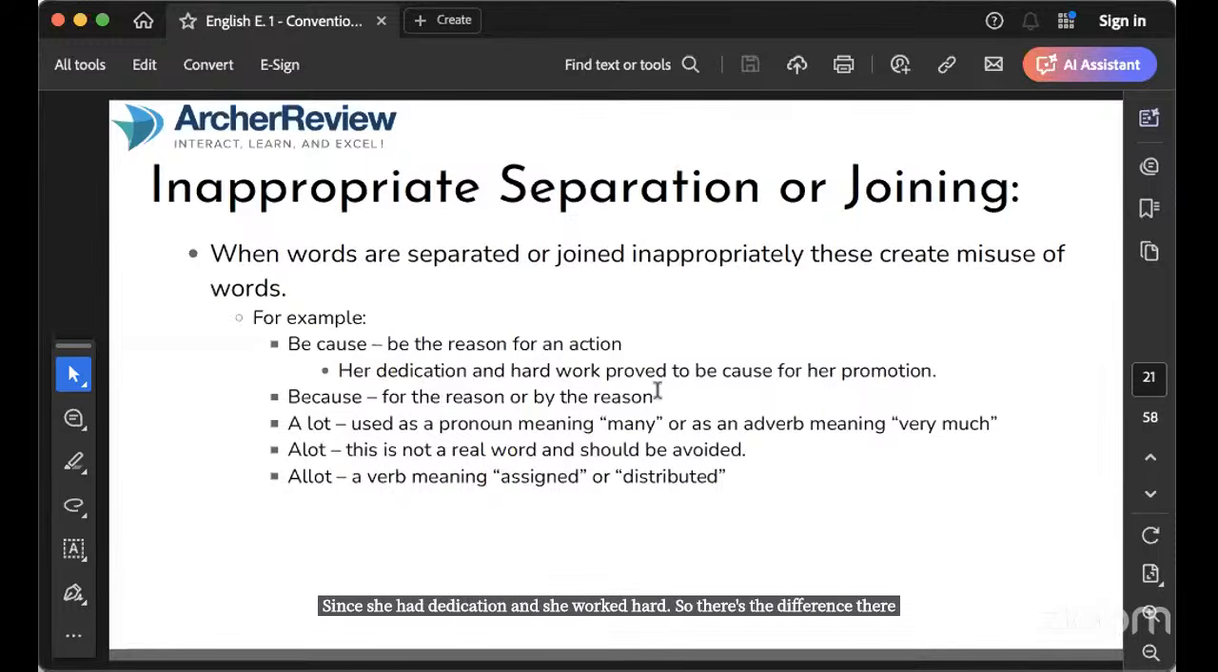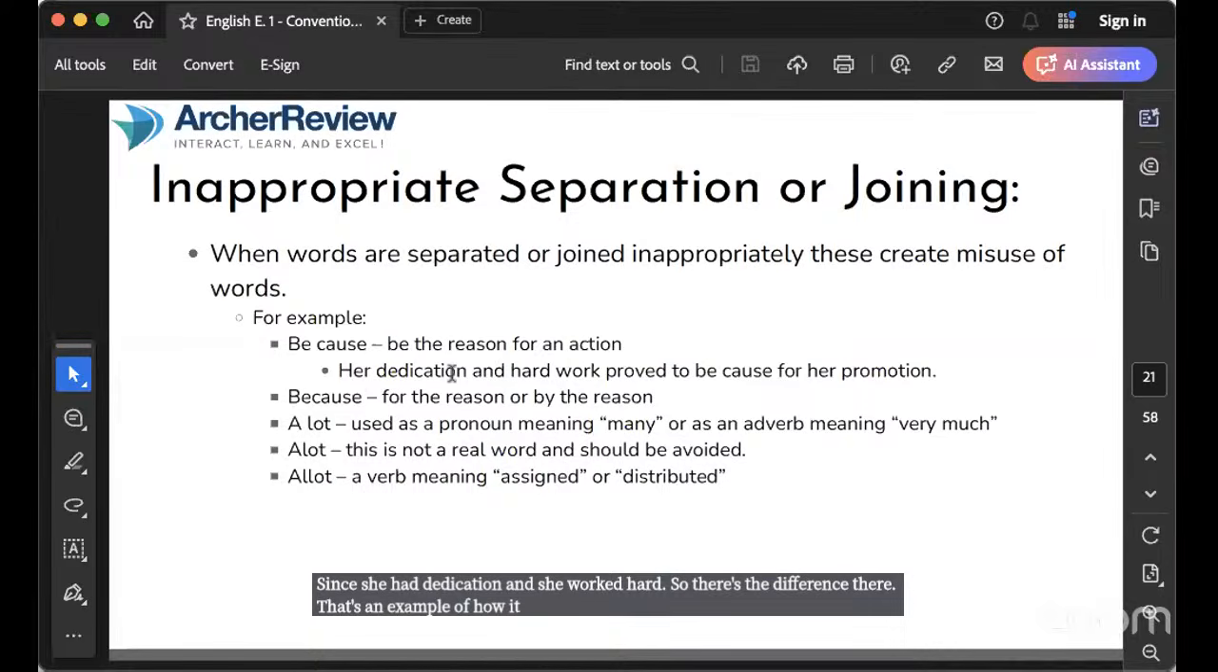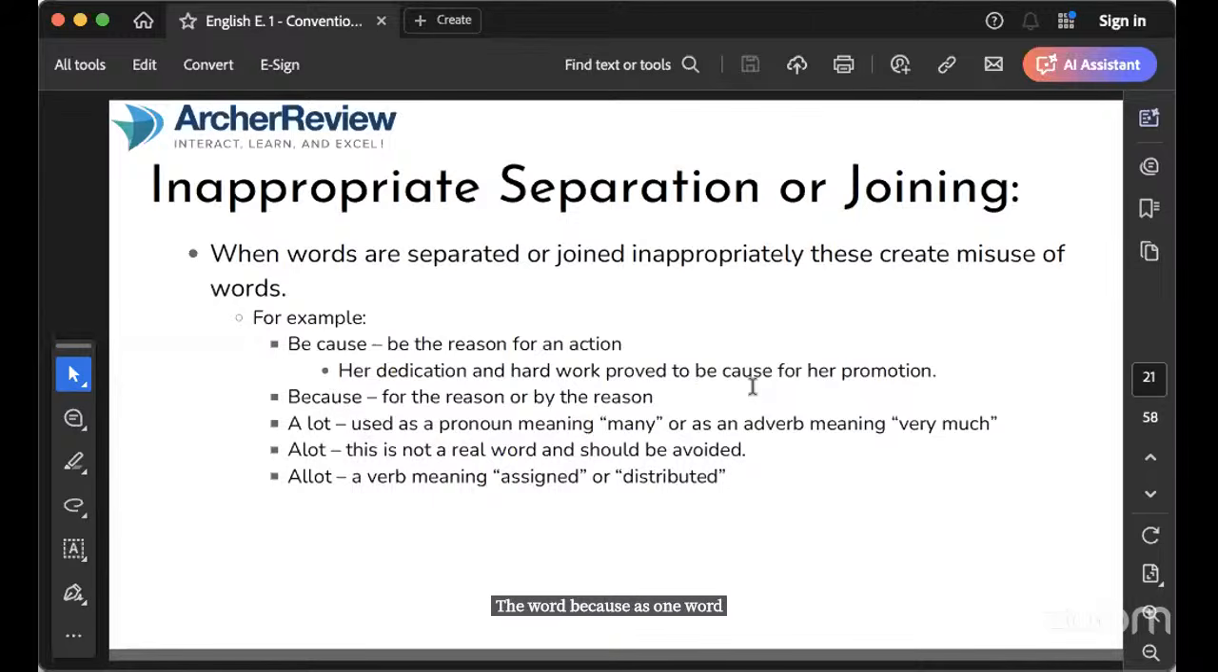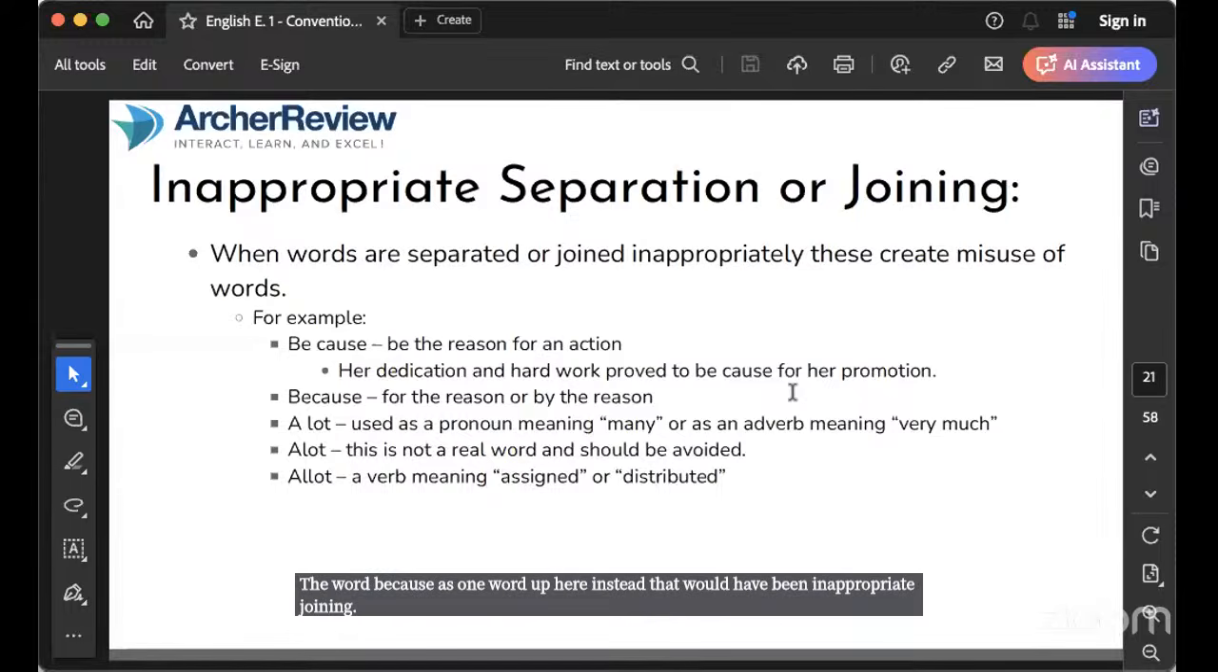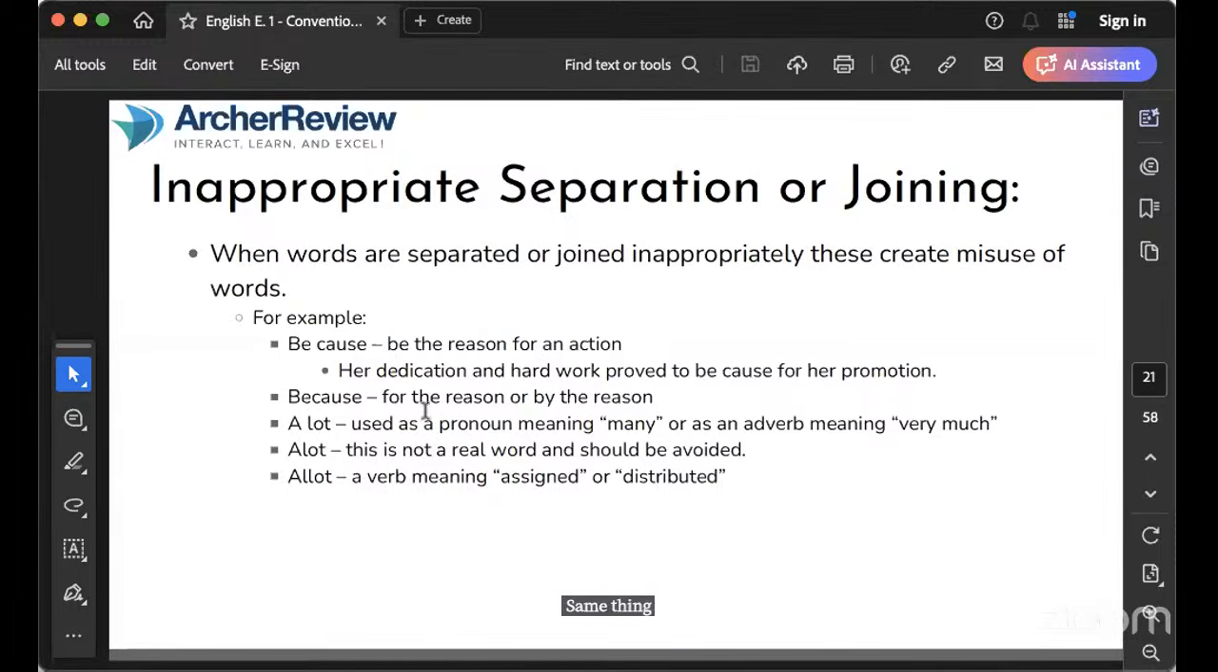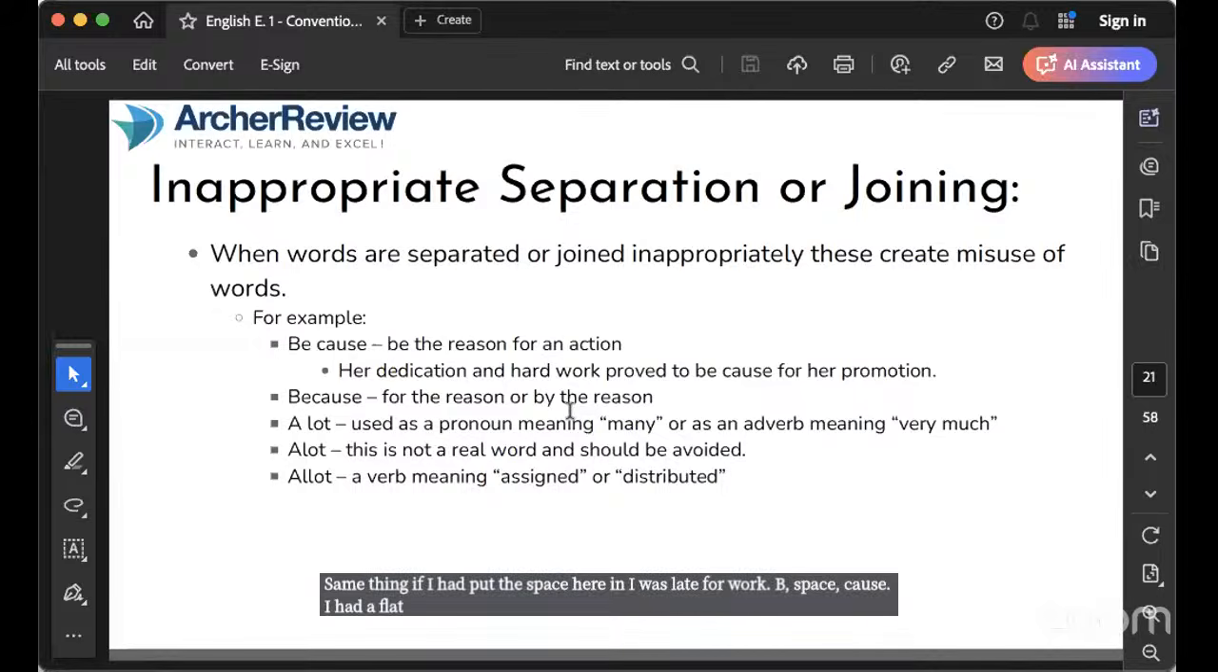That's an example of how it should be separated or how it should be together. And depending on how it's used, this is the appropriate separation. If I had used the word because as one word up here instead, that would have been inappropriate joining. Same thing if I had put the space here in "I was late for work because I had a flat tire," that would be inappropriate separation. So it really just depends on how it's being used in the sentence, if it's inappropriate separation or inappropriate joining.